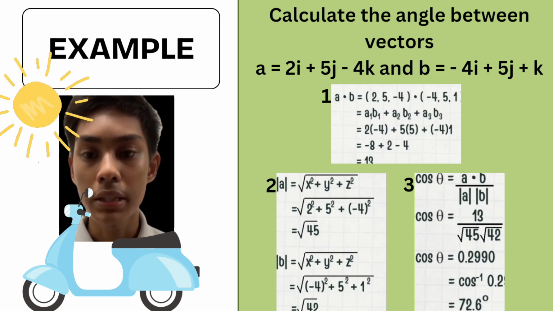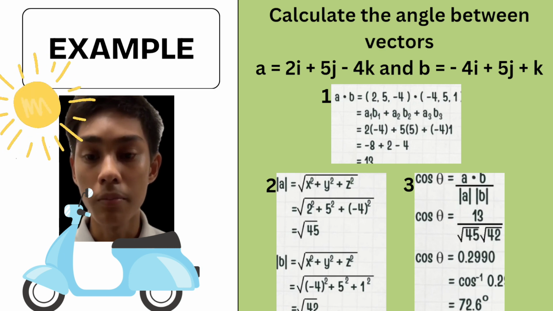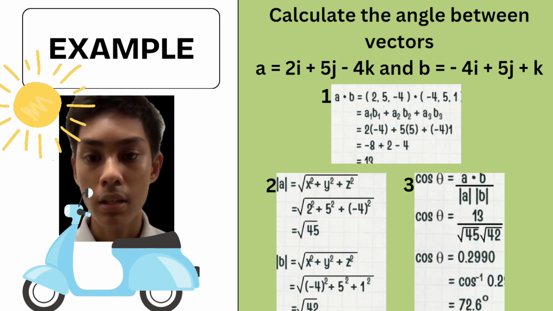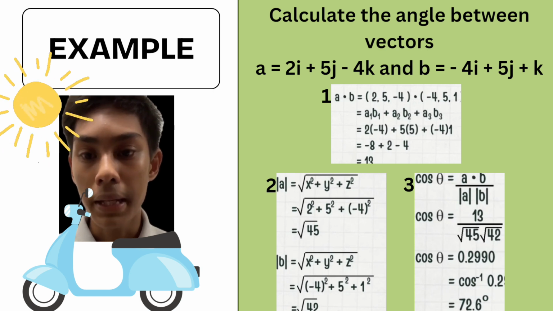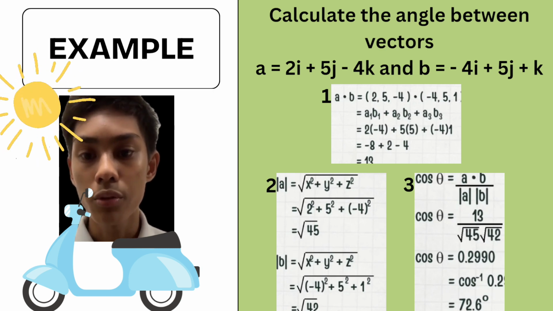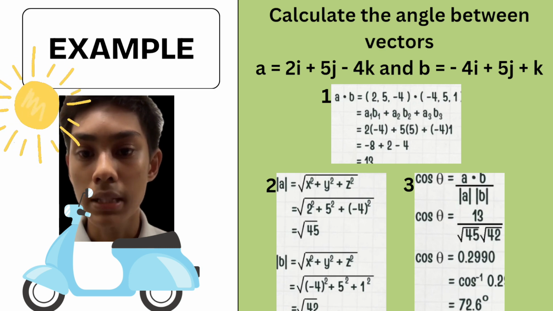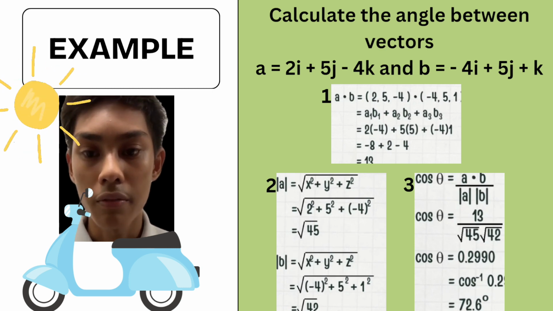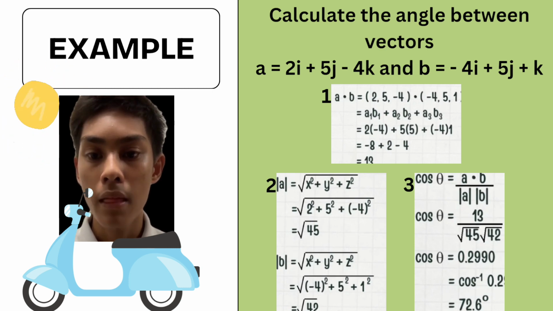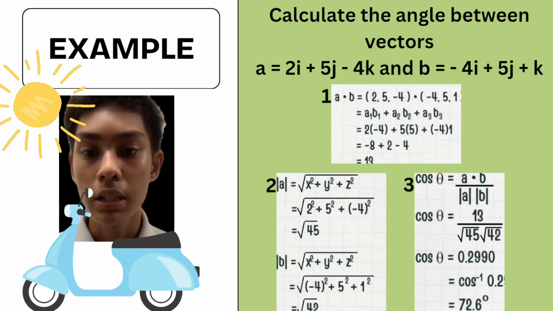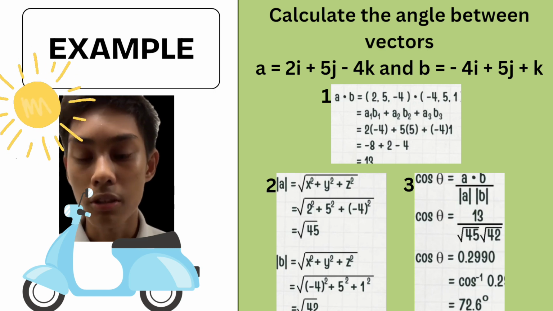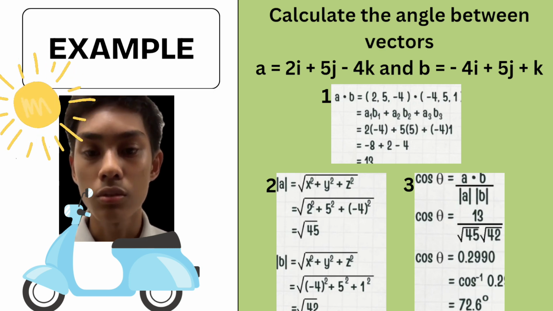So next, to find the magnitude of A and the magnitude of B, you should use the formula square root of x squared plus y squared plus z squared. So the magnitude of A equals the square root of 2 squared plus 5 squared plus negative 4 squared. Using the calculator, you should get square root 45. For the magnitude of B, square root of negative 4 squared plus 5 squared plus 1 squared. Using the calculator, you should get square root 42.